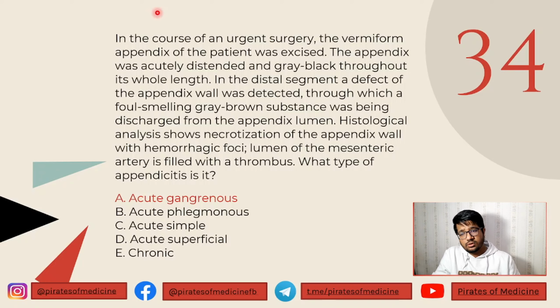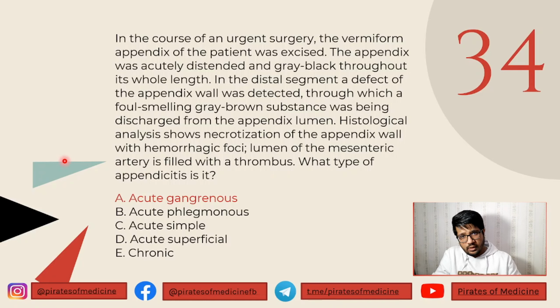34th is that in the course of urgent surgery, the vermiform appendix of a patient was excised. The appendix was distended and grey-black throughout its whole length. In the distal segment a defect in the appendix wall was detected, through which a foul-smelling grey-brown substance was being discharged from the appendix lumen. Histological analysis shows necrotization of the appendix wall with hemorrhagic foci. The lumen of the mesenteric artery is filled with a thrombus. What type of appendicitis is it?